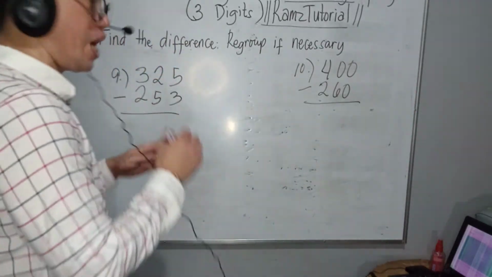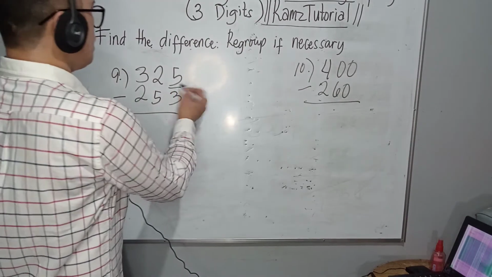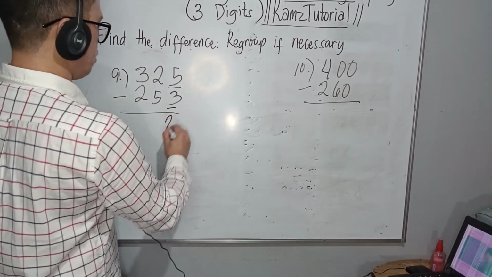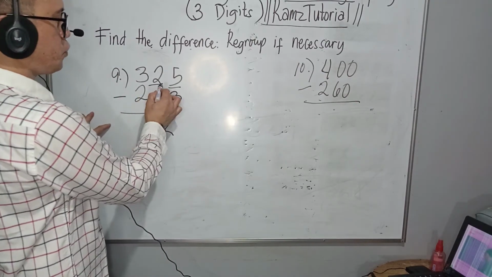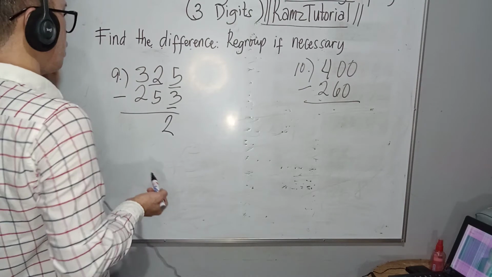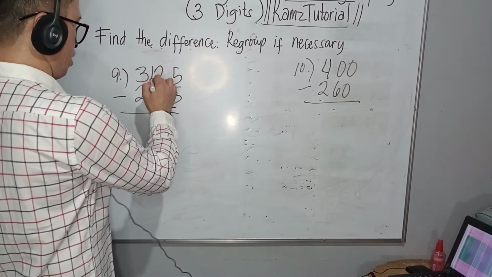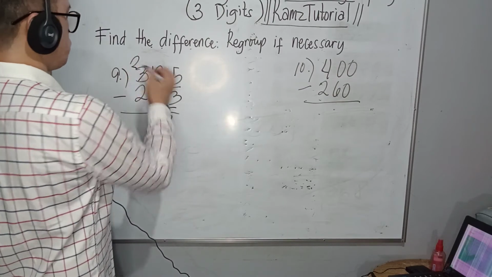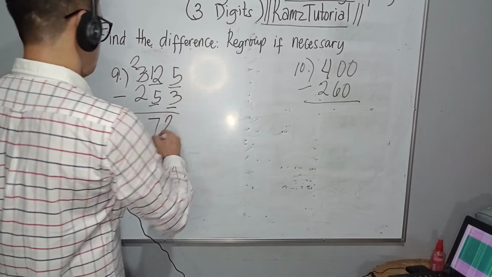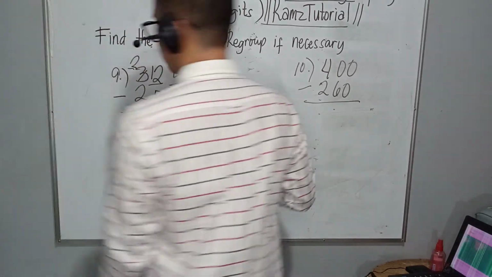Let's start with number 9. Since 5 is greater than 3, remember 5 is the minuend and 3 is the subtrahend. We're going to proceed here. 2. Since 2 in the tens place value is smaller than our subtrahend, it needs to borrow. 3 becomes 2. Then 12 minus 5, so we're going to write here, guys, the answer is 7. So 2 minus 2 is 0. So we need to put an X. So let us check it.